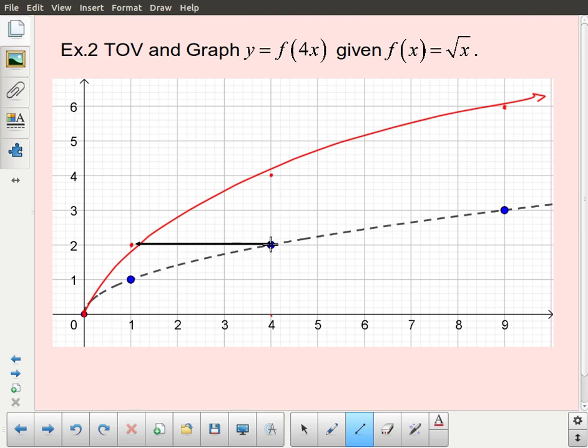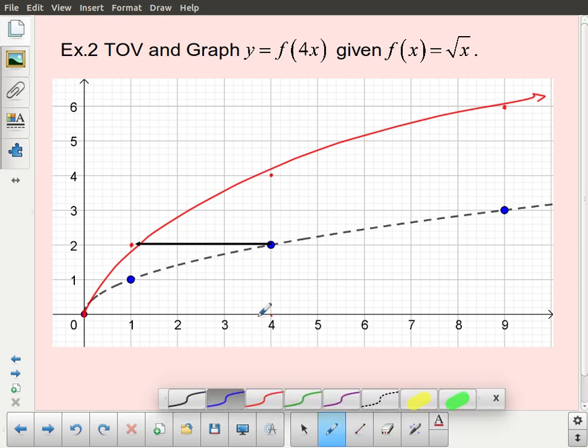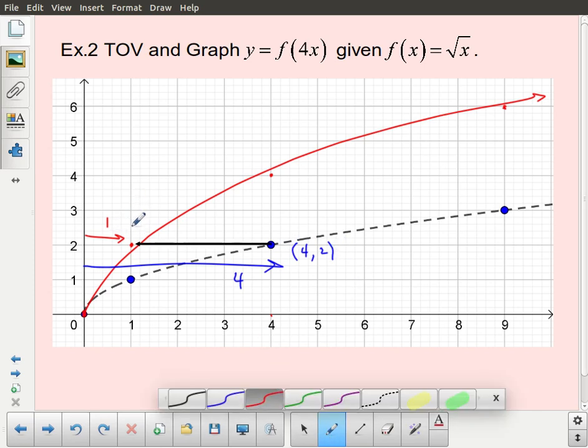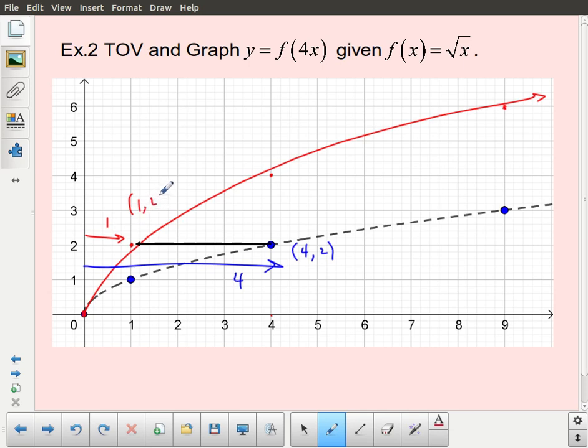So how far away was this point to begin with? This point was 4 units in this direction. And now how far away is this point from the y-axis? It is only 1 unit to the right. So going from 4 units out to 1 unit out, what kind of transformation is that? It is actually 1/4 of the horizontal distance. So let's look at it in terms of coordinates. This one was the point (4, 2), and this one is the point (1, 2).